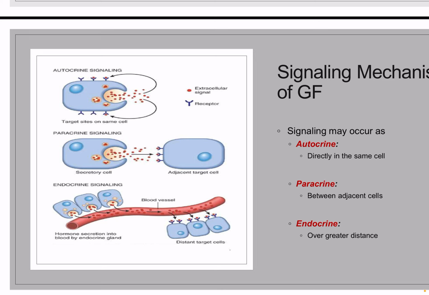And endocrine signaling, just like the endocrine hormones, these growth factors are produced by the cells. They are put in the blood. They travel in the blood to a greater distance, and far from where they are produced, they attach to the receptors of the cells and cause these cells to divide. So this is the endocrine signaling of the growth factors.